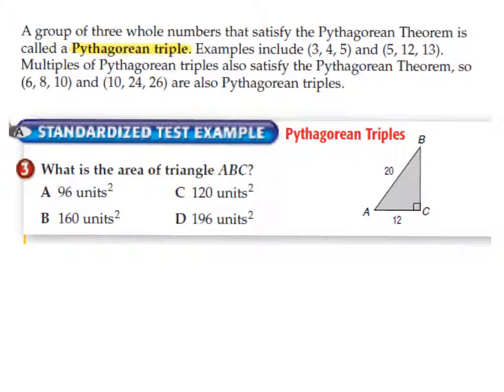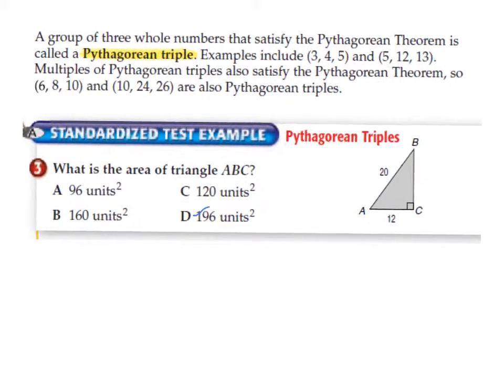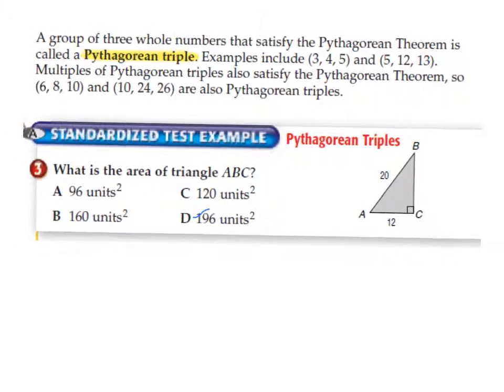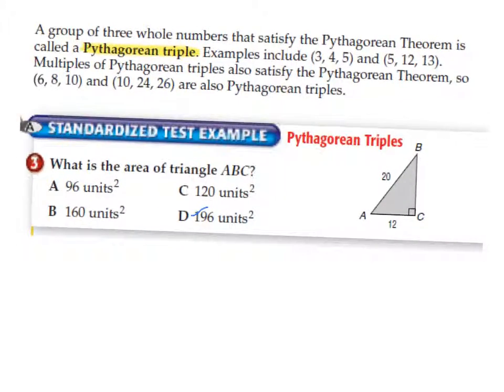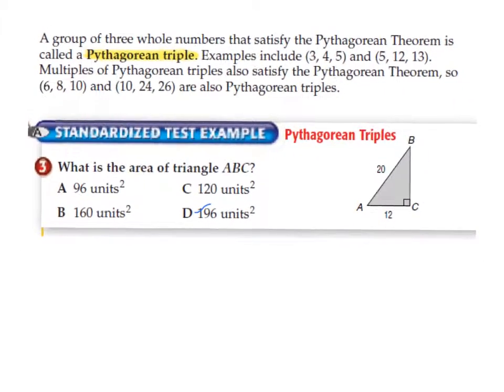Okay, so a Pythagorean triple is just a set of sides that happen to make a right triangle. A common example that we use is 3, 4, 5. Another one we use is 5, 12, 13, and so on.